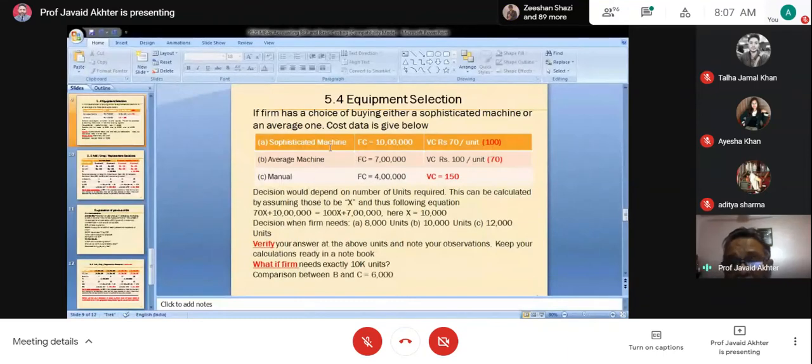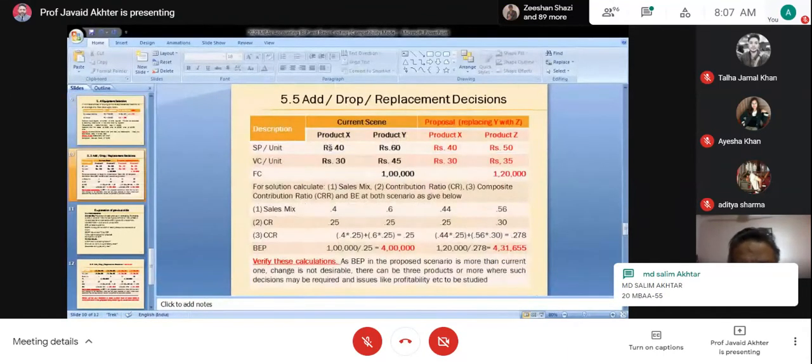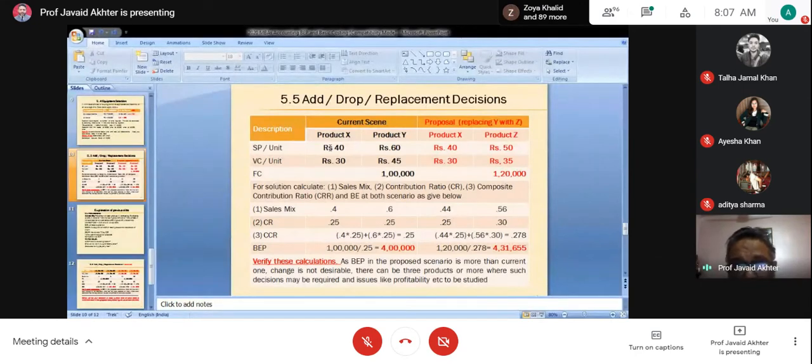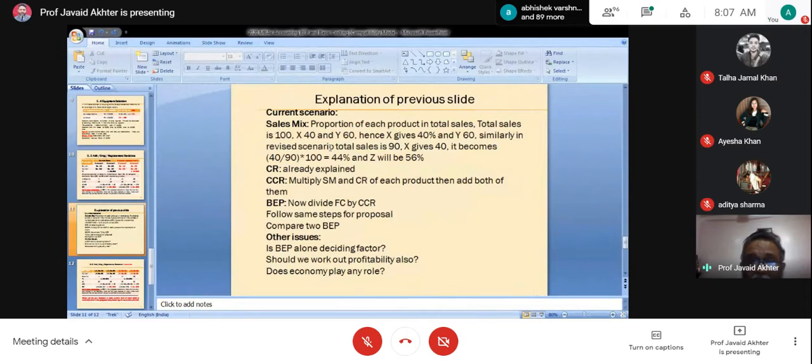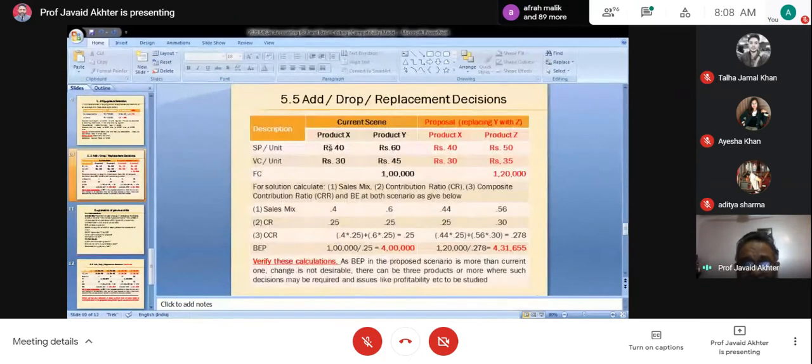It is the composite contribution ratio. The formula for calculating it is fixed cost divided by composite contribution ratio. So if things are clear, this also you read, I have explained it. And now we come back to the previous slide.